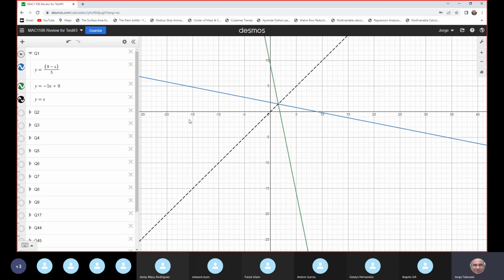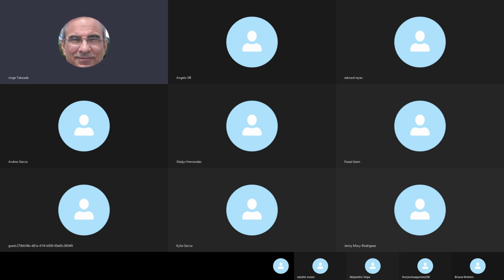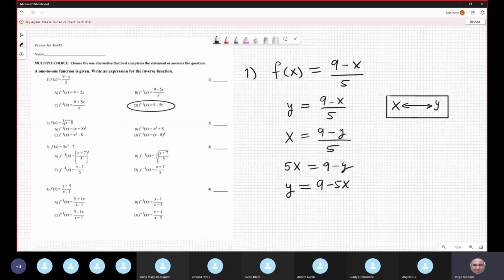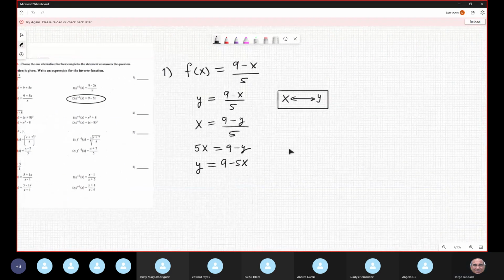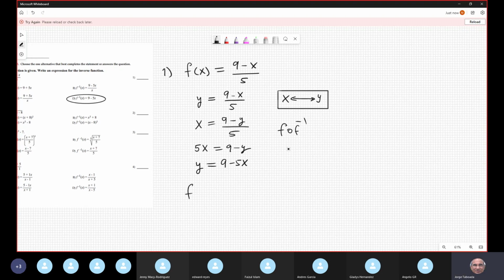However, another way, suppose I have no Desmos or I don't want to use Desmos, or the way you prefer. We are doing this in the whiteboard. We're checking. How do we check? Well, we put together, for example, F, the original F, composition inverse. And who is the inverse? The inverse is this.